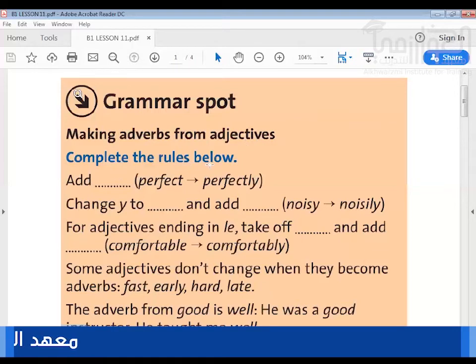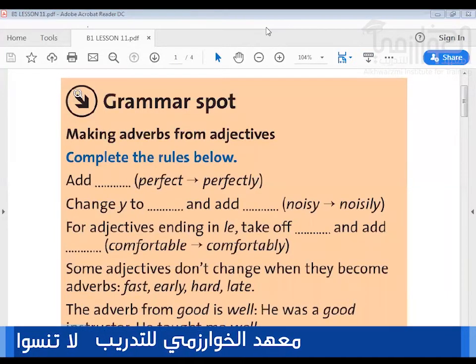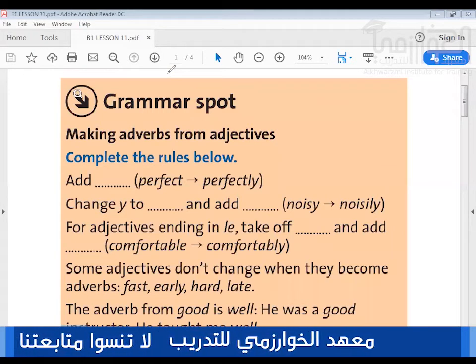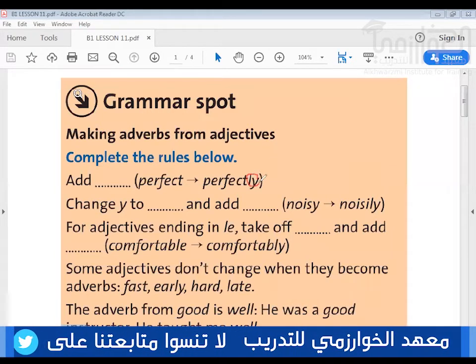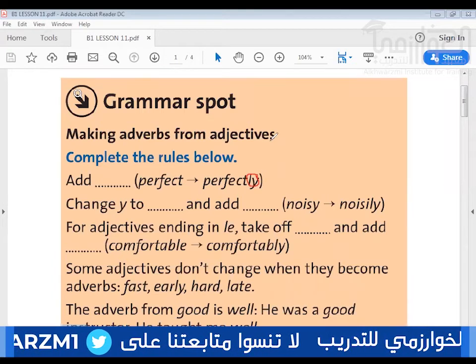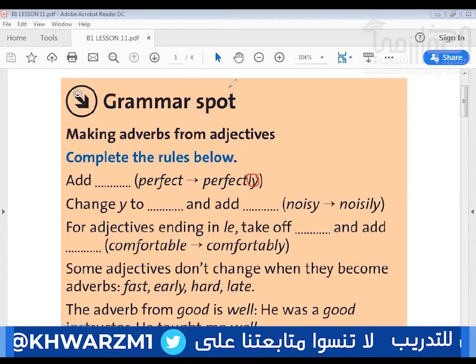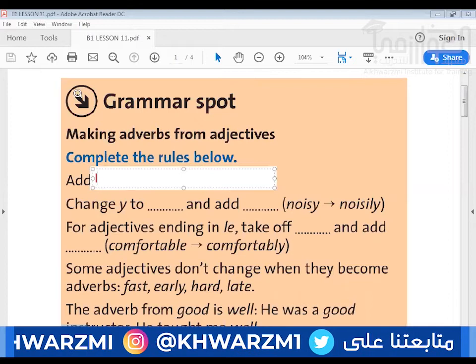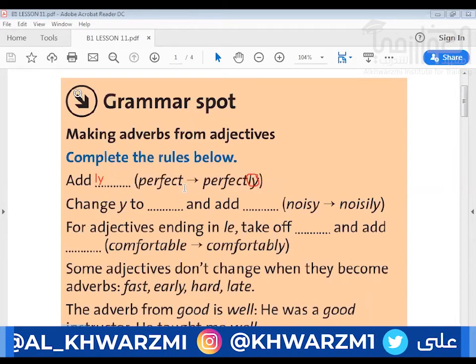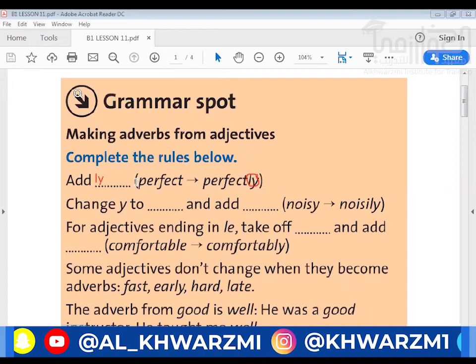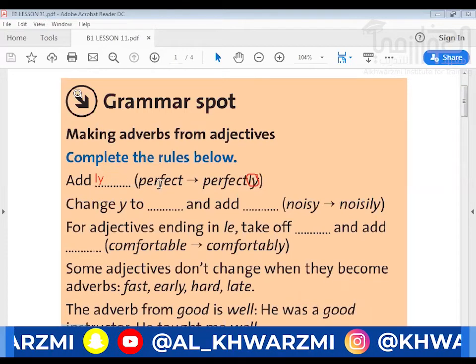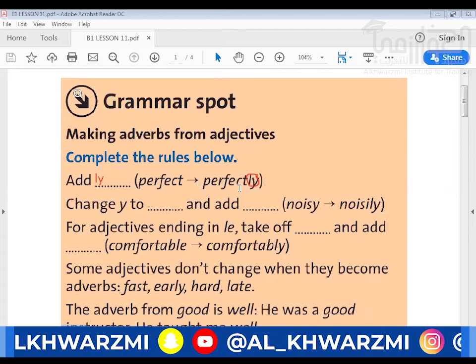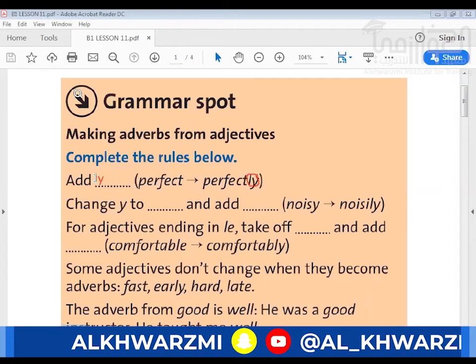Now, complete the rules below. Add what? Example, perfect and perfectly. What have we added here? You can see that we have added ly. So we just add ly. This is one rule. From adjective to adverb, we just add ly.